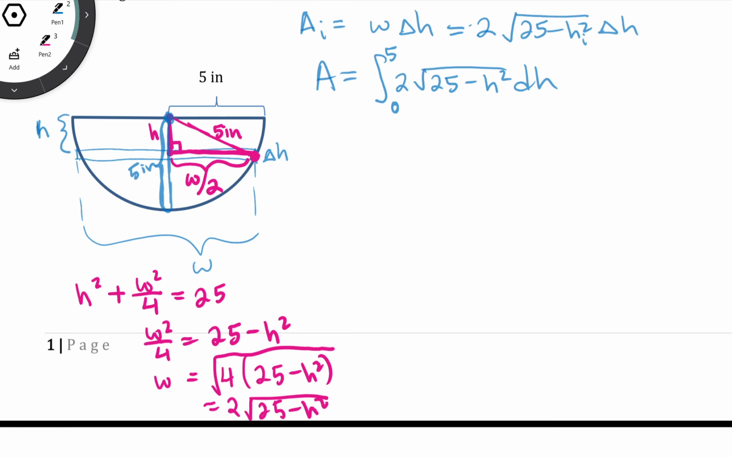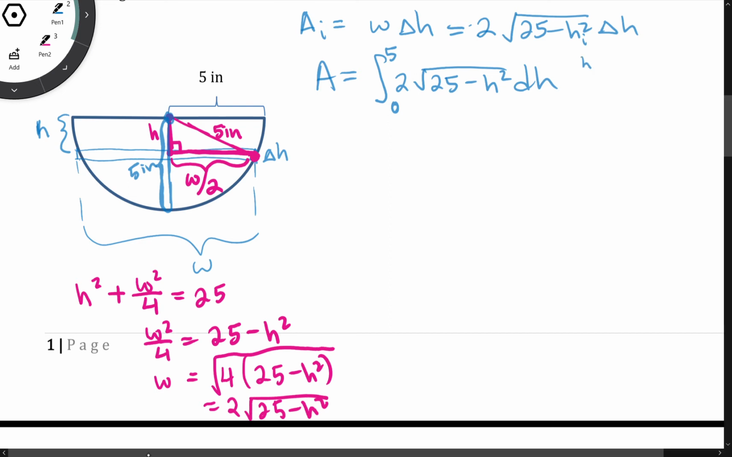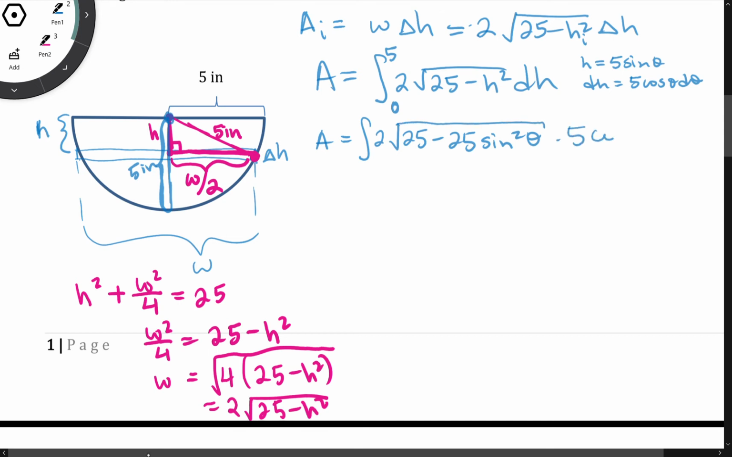And this might look a little messy. I would say this is a great candidate for a trig substitution. So let's say that we're going to replace h with 5 sine theta, which means dh is going to be 5 cosine theta d theta. And that will turn this into 2 times, what do we have under there? The square root of 25 minus 25 sine squared theta multiplied by a 5 cosine theta d theta.